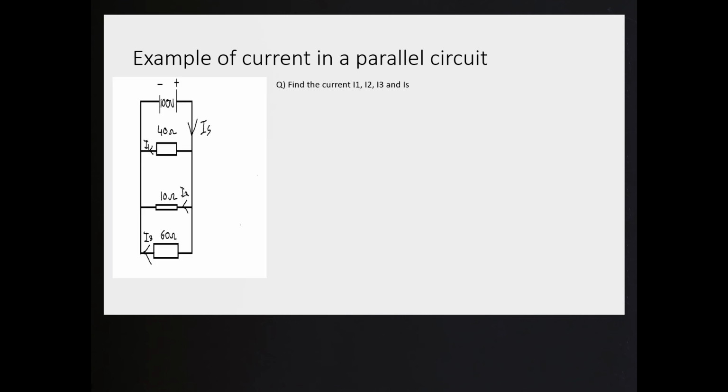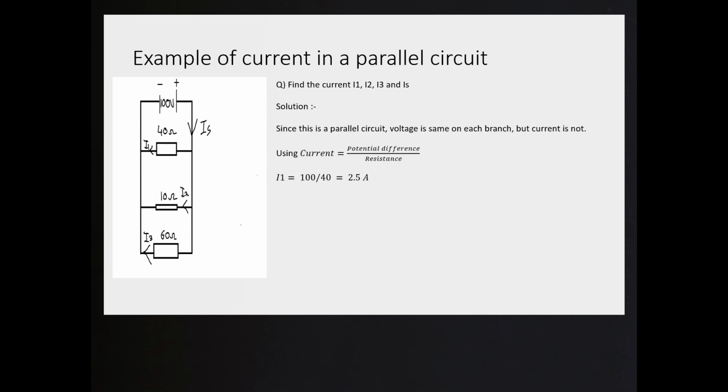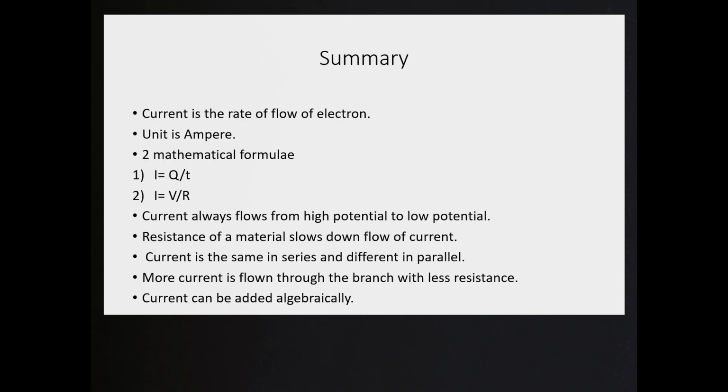Whereas in parallel, we know that we'd have to find the current in each branch, and we can also test that the lower the resistance, the more current there is. So I2 is the highest because it has the lowest resistance in that case, and we just add them up. We're going to get 14.2. And this is just a summary of what I just covered, and thank you.